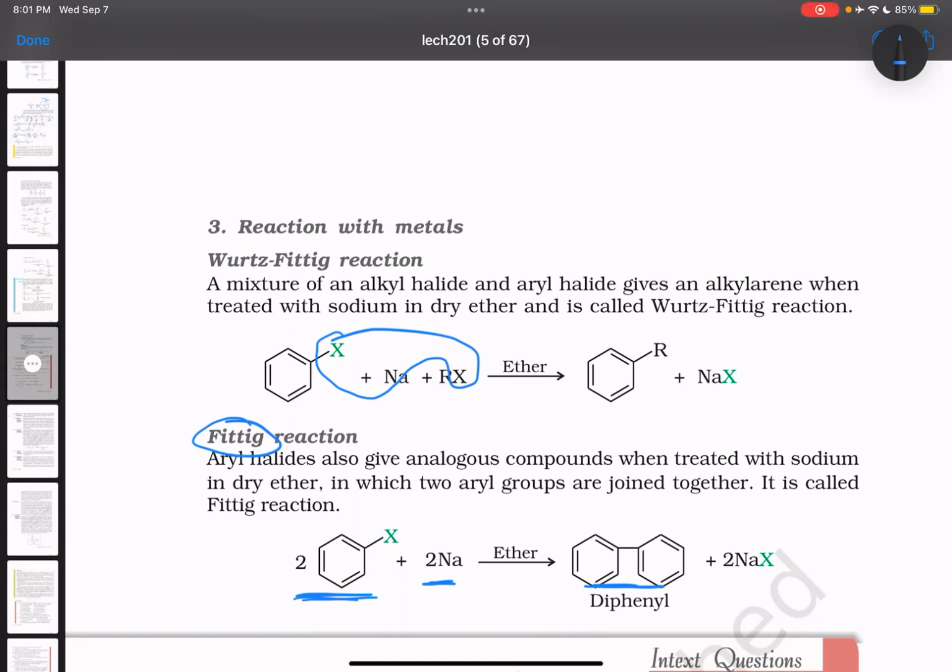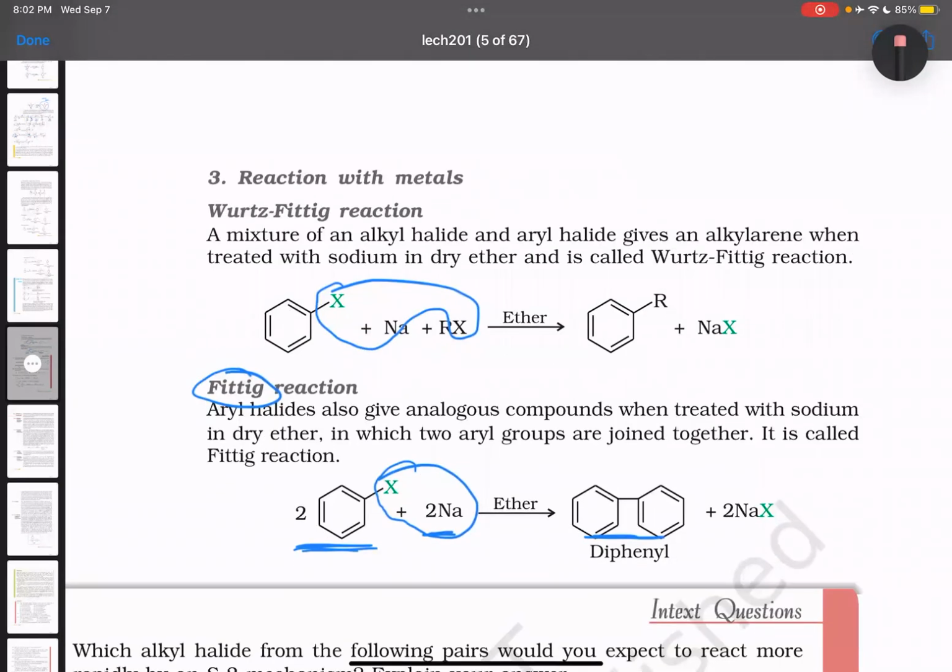Wurtz reaction is for aliphatic halides or alkyl halides, when two molecules of alkyl halide join together by the removal of halogen with the help of sodium. If you join two benzene rings together by removal of halogen atom with the help of sodium, that is called Fittig reaction, and you get biphenyl. And if you join one benzene group and one alkyl group, that is a mix of Wurtz and Fittig, so that is called Wurtz-Fittig reaction. I hope this is clear.